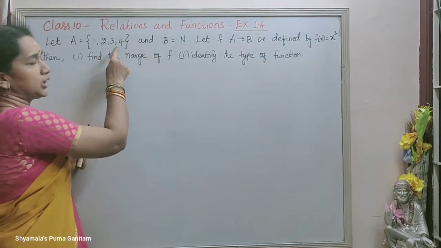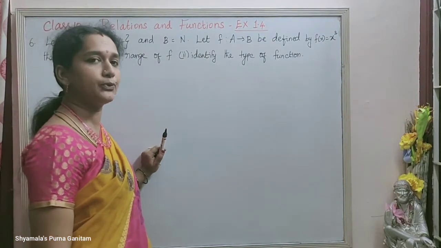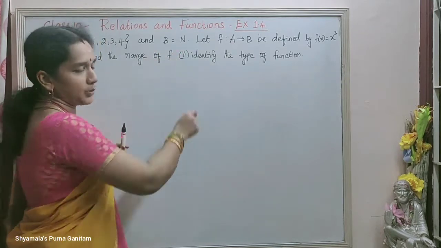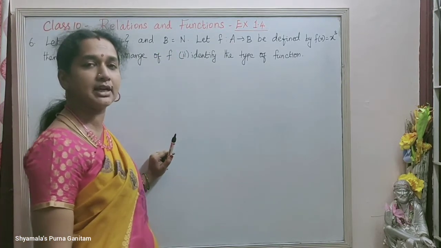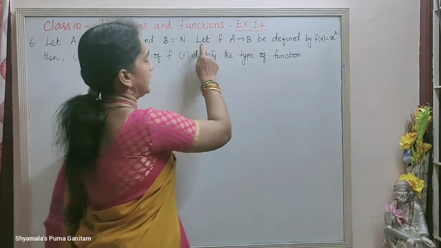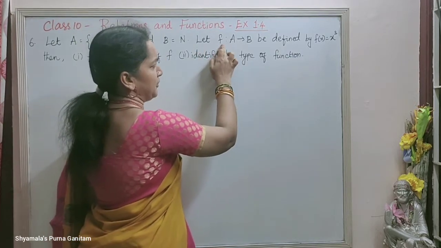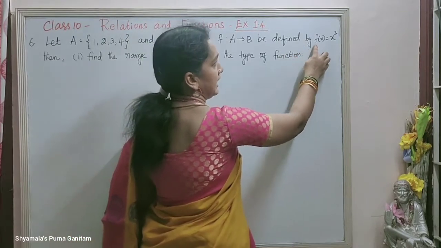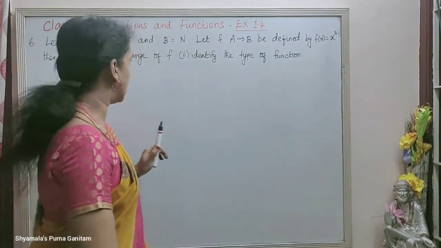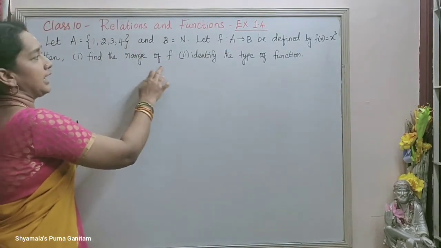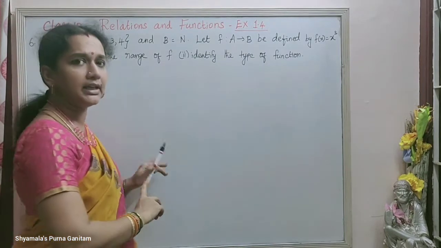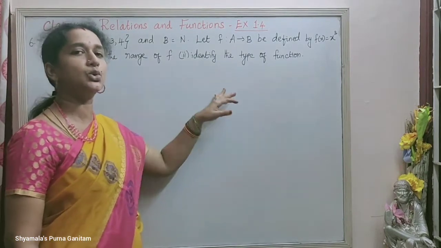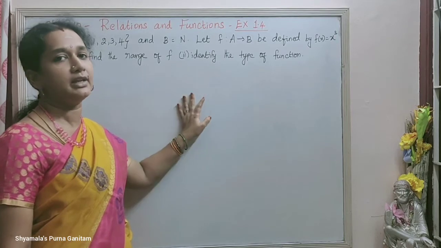Let A be equal to {1, 2, 3, 4}. So these are the 4 elements given, and B is equal to N, where N is the natural numbers, starting from 1, 2, 3. Let f be a function from A to B defined by f of x is equal to x cube. Then find the range of f and identify the type of function.